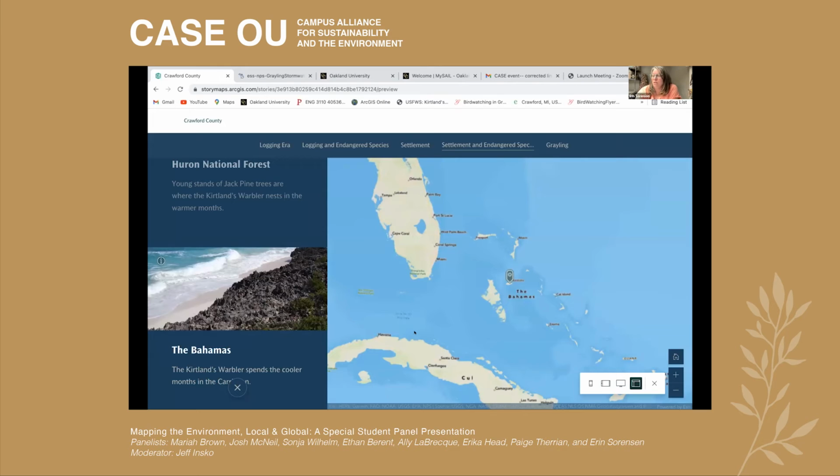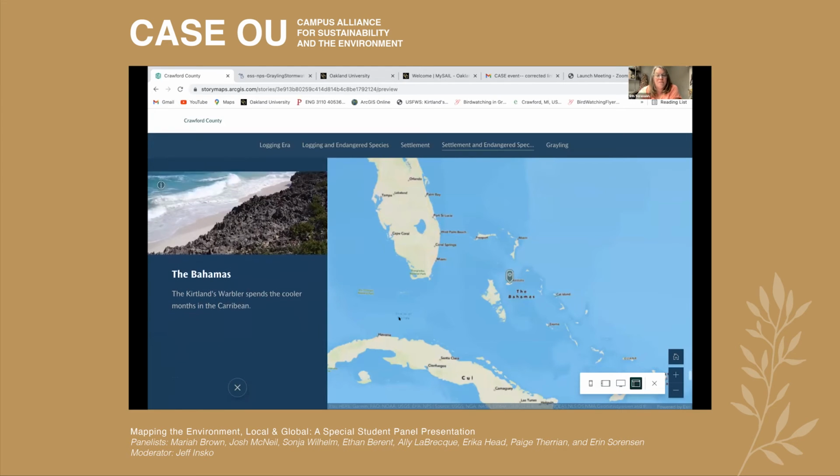and efforts in Crawford County that have helped take this bird off the endangered species list are being studied in the Bahamas, and scientists there are beginning to focus on keeping the bird's winter habitat intact to continue to protect these birds. And they live in this scrub area in the Bahamas and in all these islands and stuff.